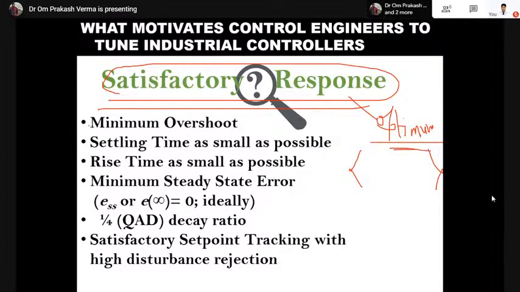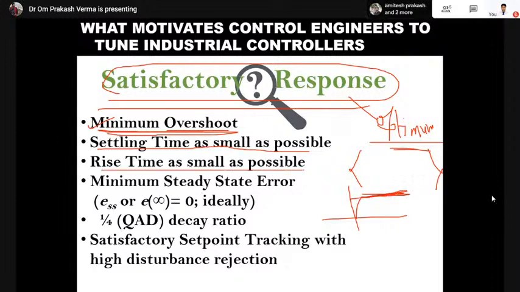So we want the minimum overshoot from the system, no overshoot from the system. Settling time as soon as possible, we want to arrive here in a minimum time. The rise time is very minimum we want from the system. The rise time should be very minimum. Minimum steady state error we want from the system again. The error should be as minimum as possible, or ideally zero error.